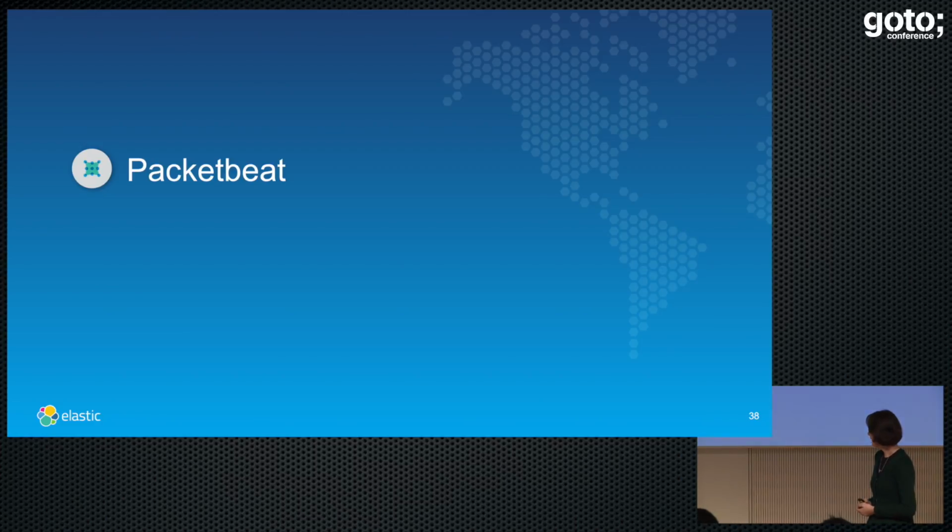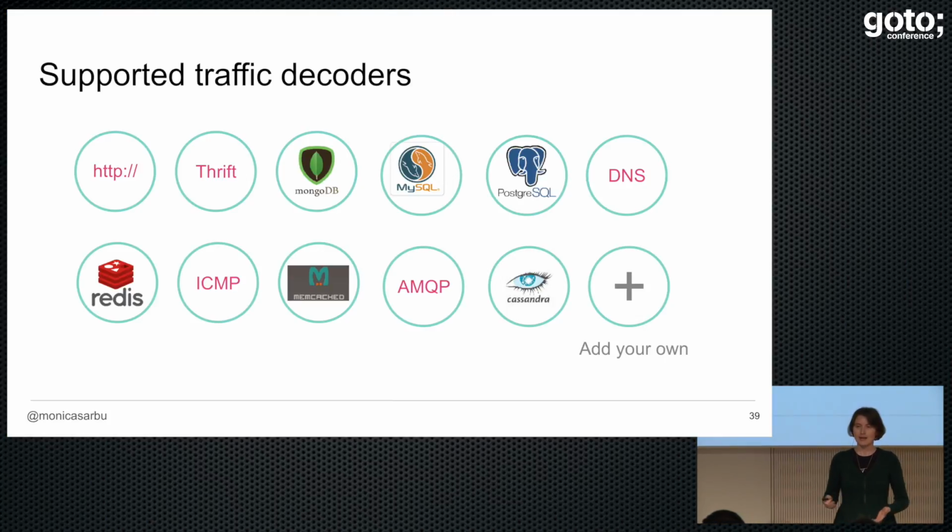And last but not least, I would like to talk about Packetbeat. Packetbeat is for network data. The way Packetbeat works is that you install it as an agent on your server. It listens to the traffic exchanged between your services, decodes the upper layer protocols, correlates the requests to the responses into transactions, and then pushes them to Elasticsearch. We have support for a few decoders, like HTTP, Thrift, MongoDB, MySQL, PostgreSQL, Redis, and so on, right?